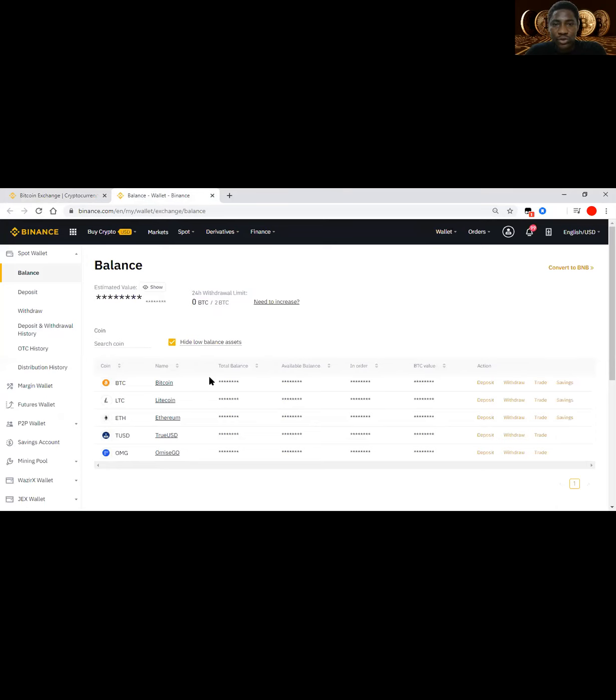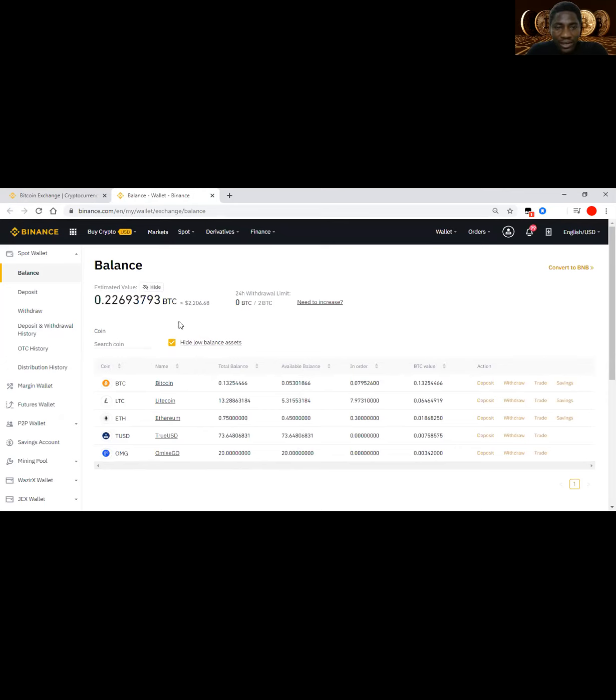These are the coins this individual has in the holdings. They are blurred because he doesn't want to see them. But if you want to see them, just come here and click on show. All the coins will show: Bitcoin 0.1, Litecoin 13, Ethereum 0.7, TUSD $73, OMG 20.